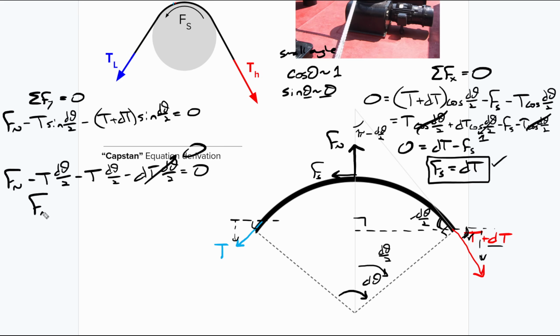So what I get over here is Fn times, I got two of these, so I could write it as minus just T d theta equals 0. Well, look, now I got what Fn is. I know that Fn is T d theta. Wonderful. Why do I care?